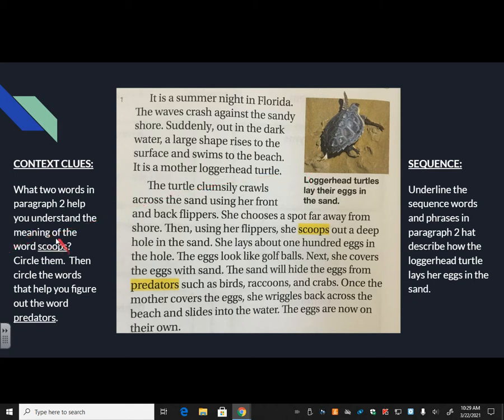So we're looking for context clues that are going to help me figure out the meaning of the word scoops. I see scoops is highlighted here. So let's read around the word. It says, then, using her flippers, she scoops out a deep hole in the sand. Well, some of the words that are going to help me is deep hole. That lets me know that she's digging something. So this word scoops must mean digging.